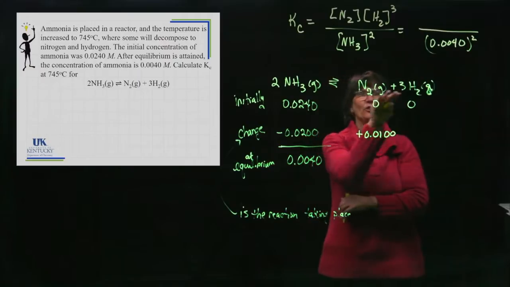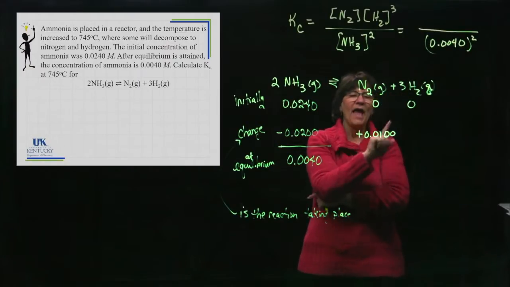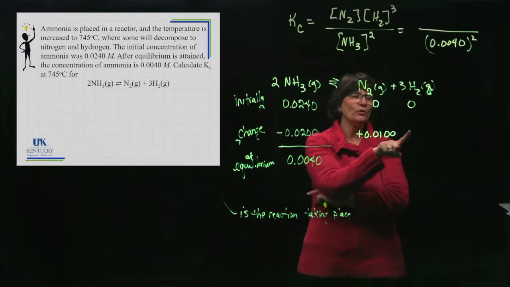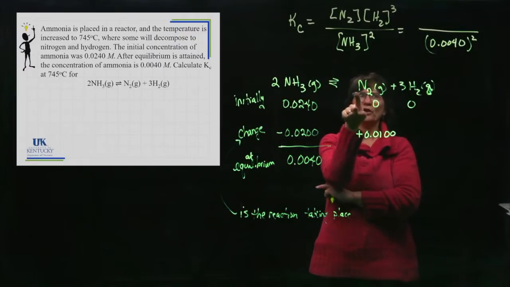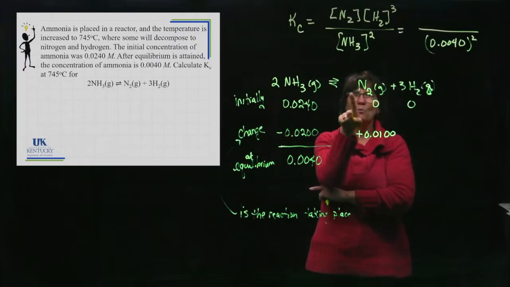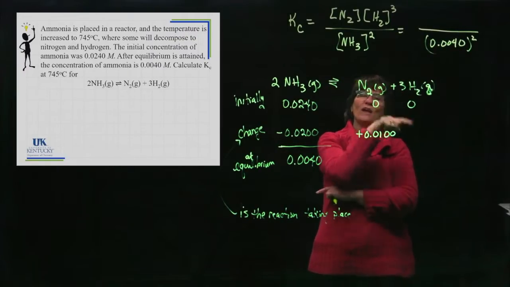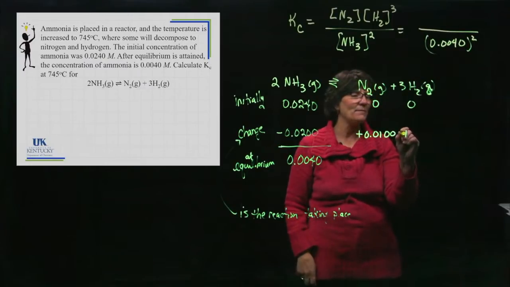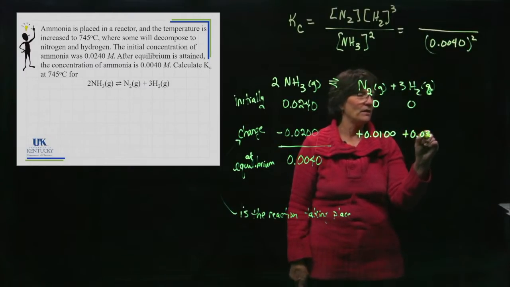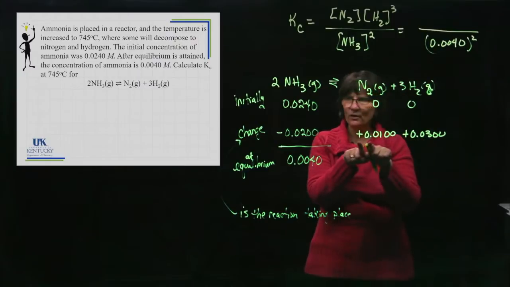Now look at these 2 numbers, 1 versus 3. Every time 1 of those is produced, how many of those is produced? Look at the balanced equation. Every time 1 of these is produced, 3 of those have to be produced. So I have to produce 3 times as much, and that would be this number, 3 times bigger than this number.